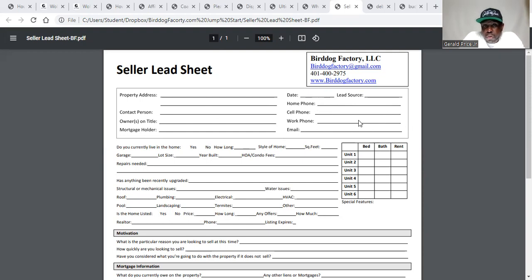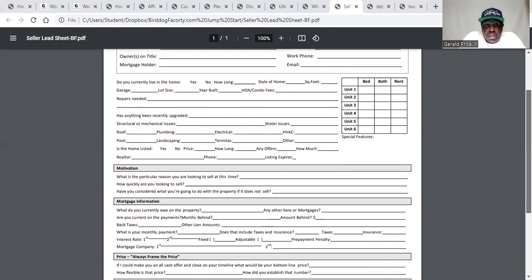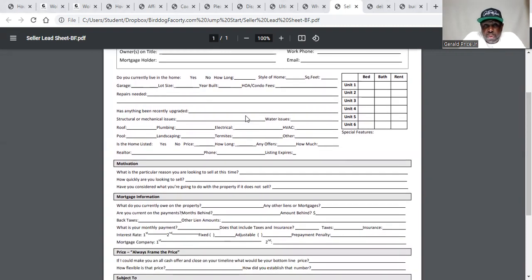Again, let me go over the order of this section real quick. Address first, contact person, phone number, right? Who's on title? They have a work number, cool. They have a home number, cool. They have an email, cool, get that. Who's the mortgage with? Is it Wells Fargo, Bank of America, Chase, whatever mortgage company.